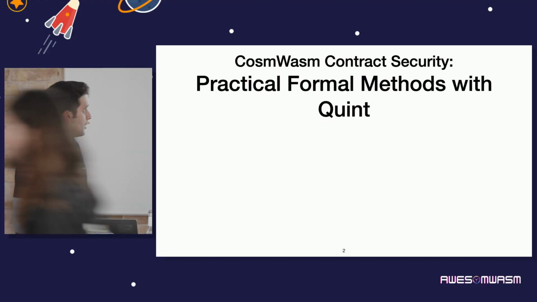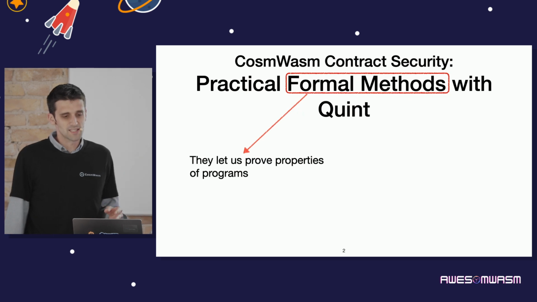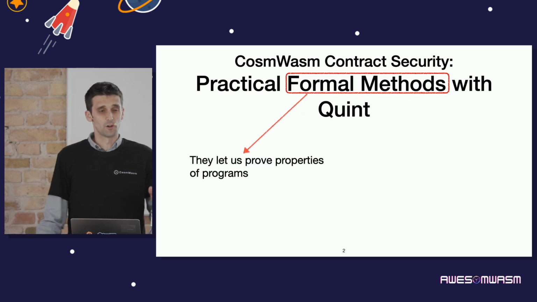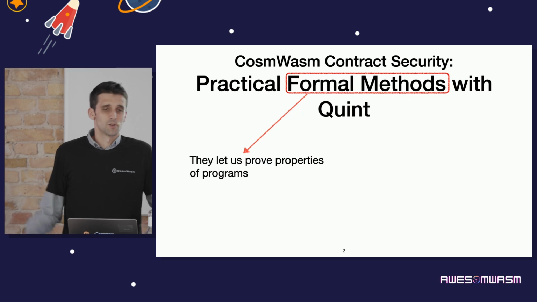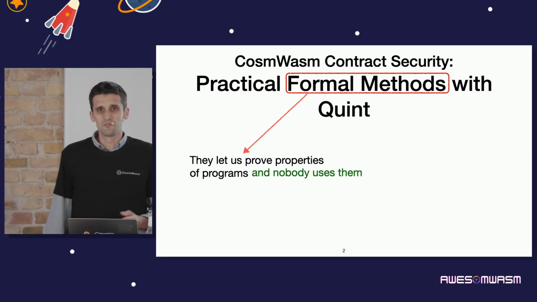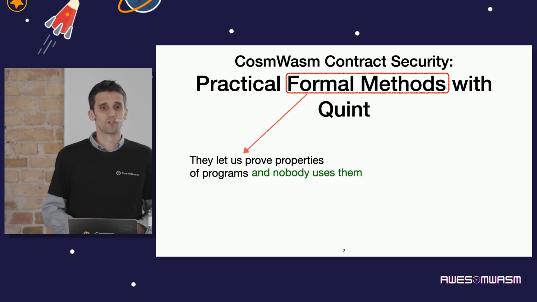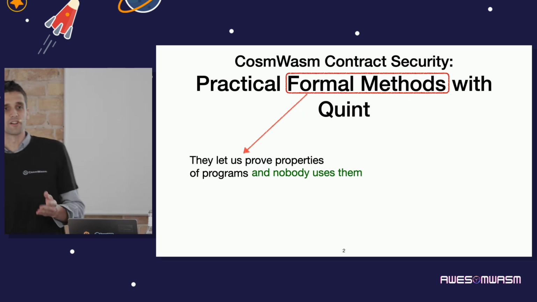Formal methods is a discipline of computer science that lets us prove properties about our programs. So that's amazing. Why doesn't everybody just use formal methods? However, very few people actually do use formal methods. And there is a very good reason for that. It is because they're very expensive to use.